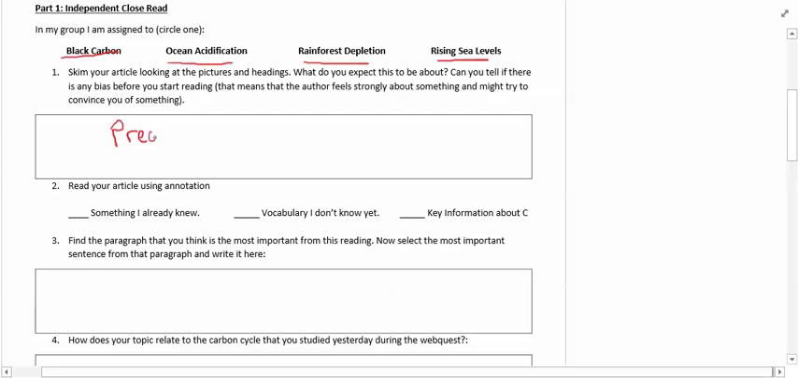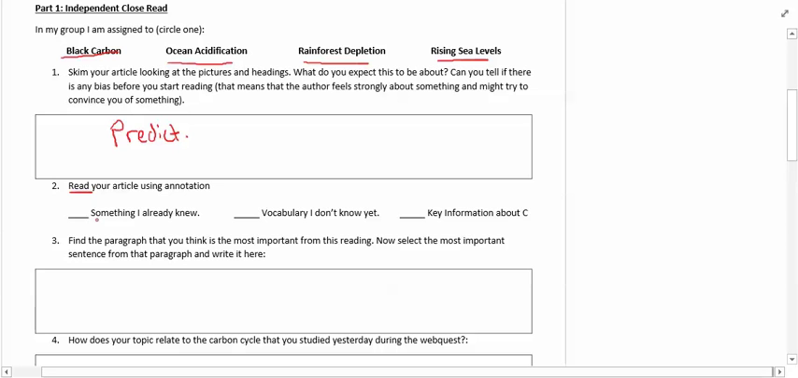Don't actually write what I'm writing. I'm just giving you some notes. So you're going to predict in that box. The next part of this is to read your article, and there's really not much to write on the paper for this, but this is the spot where I'm asking you to do some different annotating than you've probably done in this class before. So here's how it's going to work.